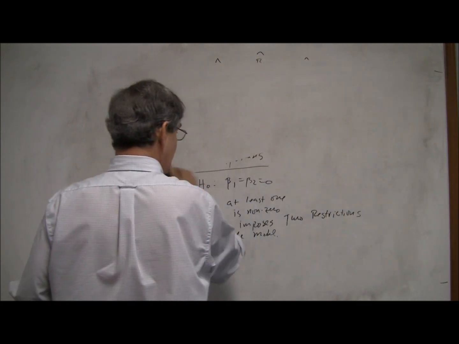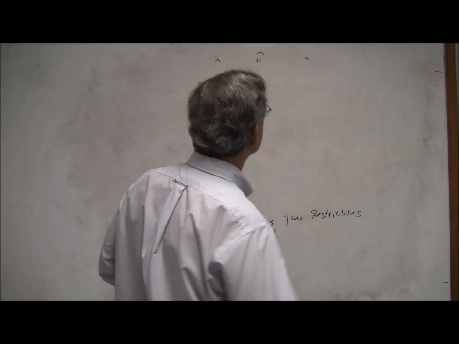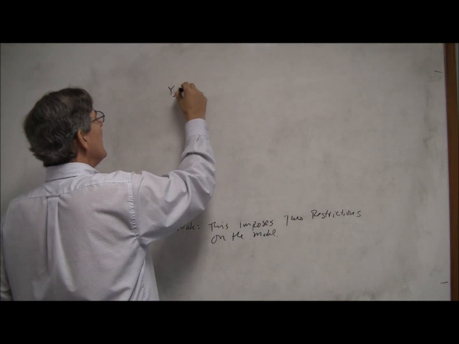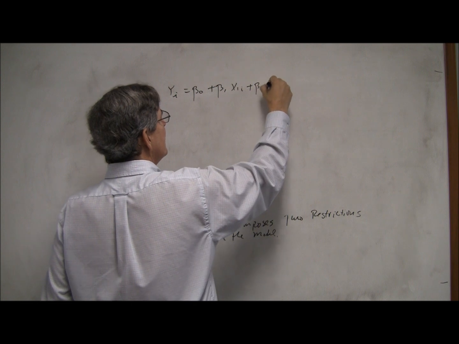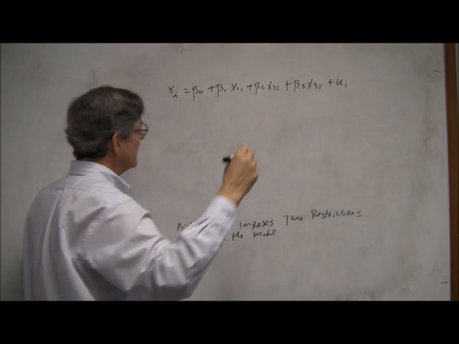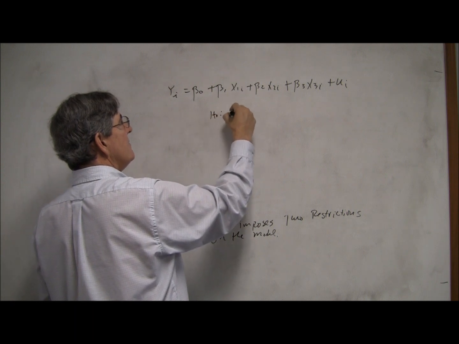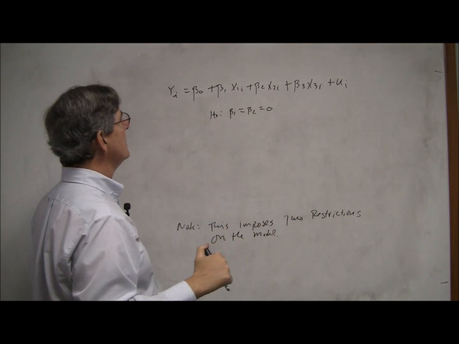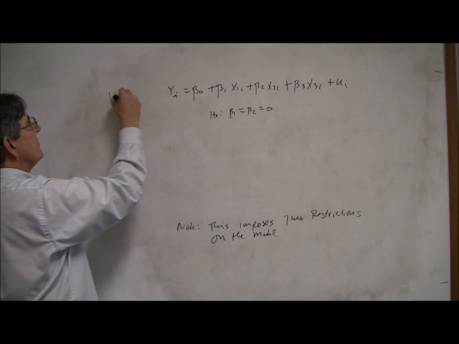Just writing the model in general terms. The model is yi is beta 0 plus beta 1 x1i plus beta 2 x2i plus beta 3 x3i plus ui. Okay. This is called the unrestricted model. Now our null is that beta 1 equals beta 2 equals 0. The alternative, I'm just reminding you, was that at least one is non-zero. This is called the unrestricted model, the UR.